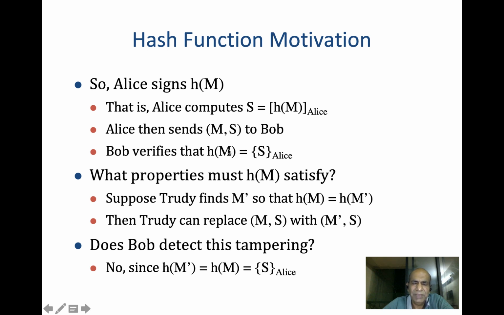So Bob knows M because he received it from Alice, and Bob also knows H, so he applies H to M. Whatever the output is, if it matches the signature S that he received from Alice, after he applies the public key of Alice, meaning H of M matches the decrypted value of S, then he knows that the message has come from Alice and it is authentic.